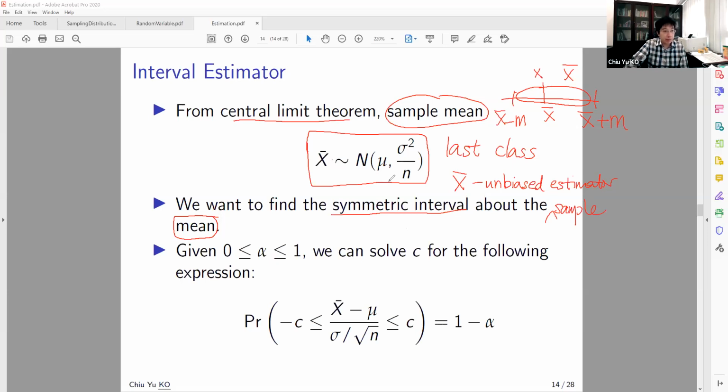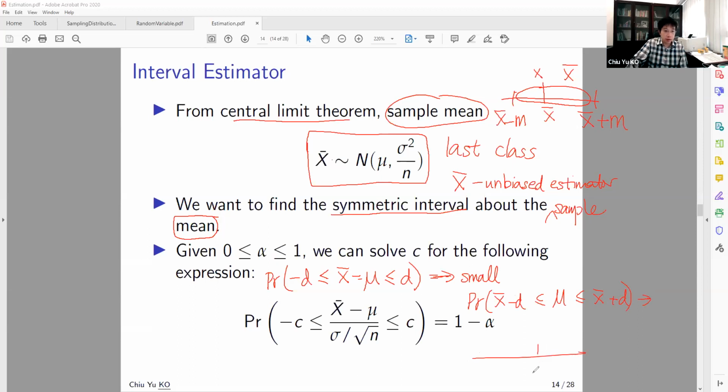And how can we make a probability statement about that? Consider the following. I want to look at this minus this, the difference between the two, within some distance, and the probability is very small. In other words, if you rewrite this, mu within x bar plus d and x bar minus d, the probability of this is very small.